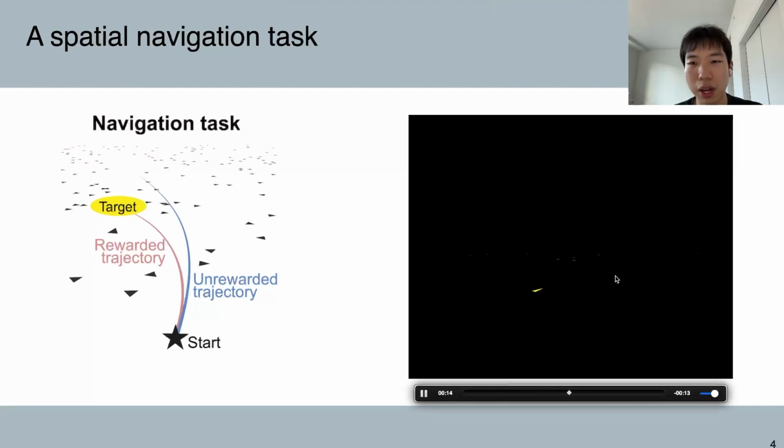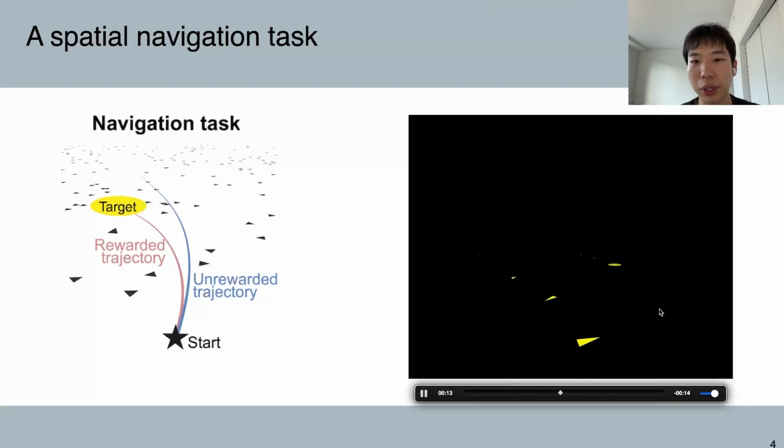Okay, so the hard part here is the task is partially observable. What I mean is, to navigate, you need to know where the target is, and you need to know where you are, right? But in this task, after the trial beginning, the target will disappear. So you won't know where the target is. You need to somehow remember it.